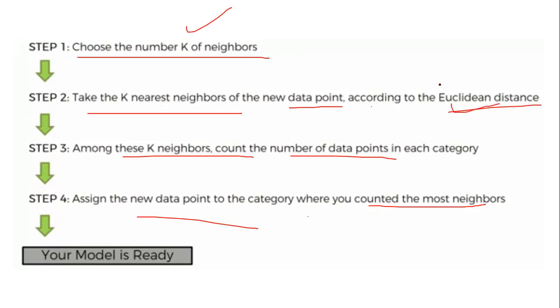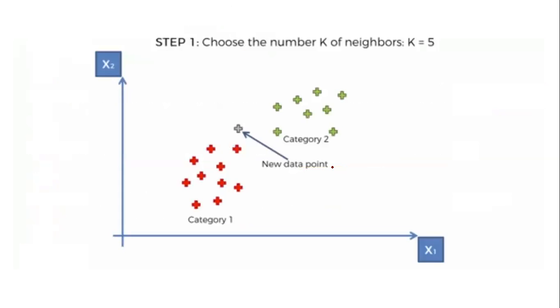In our case, I will just ask who your best friends are. Among these k neighbors, count the number of data points in each category. Suppose I want to look at who likes cricket and who likes football. Out of those 5 points, I will ask all of the friends what their favorite game is. 2 of them say cricket, 3 of them say football. Then I assign the new data point to the category where you counted the most neighbors. So the most votes go to football, and I will say Sri Krishna will also like football. He's also a football fan, right? This is a simple algorithm.